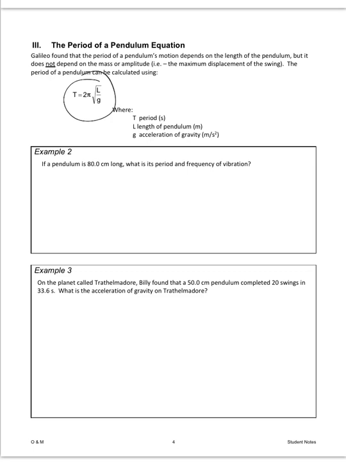If a pendulum is 80 centimeters long, what is its period and frequency of vibration? So let's find the period first, which is T. Again, we need to find T first to find frequency, because frequency is 1 over T, just a rearrangement of that equation.